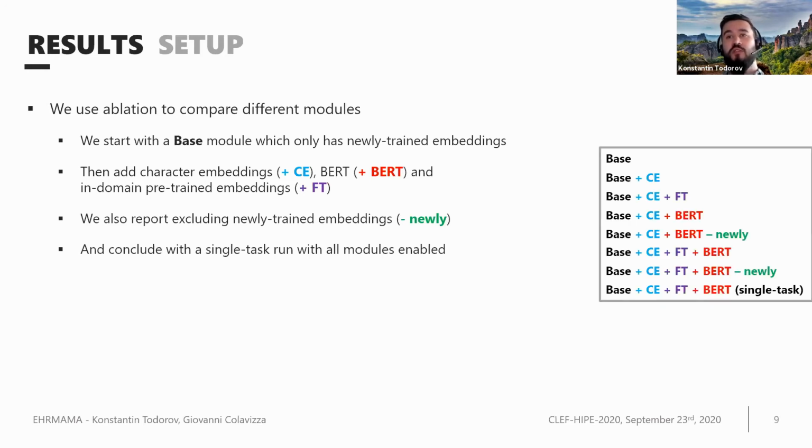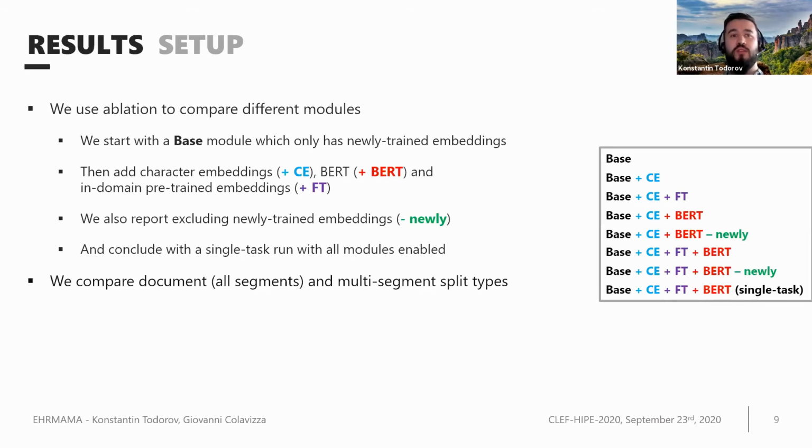All of these different configurations can be seen to the right. We have in total 8 configurations per language. And finally, we also compare the documents and multi-segment split types. As you are probably aware, one sequence in this challenge has different segments. So naturally, we tried first using segment level and document level, where the document level basically uses all segments.